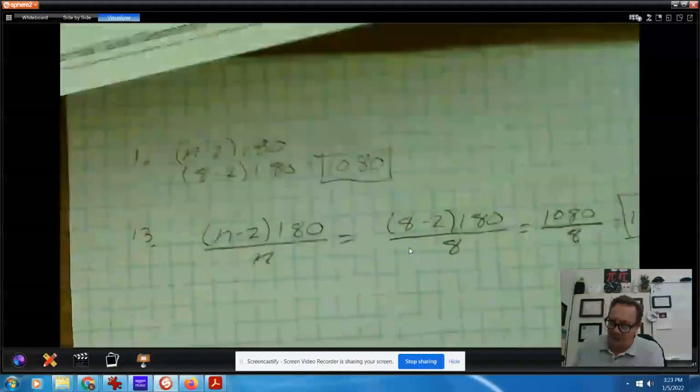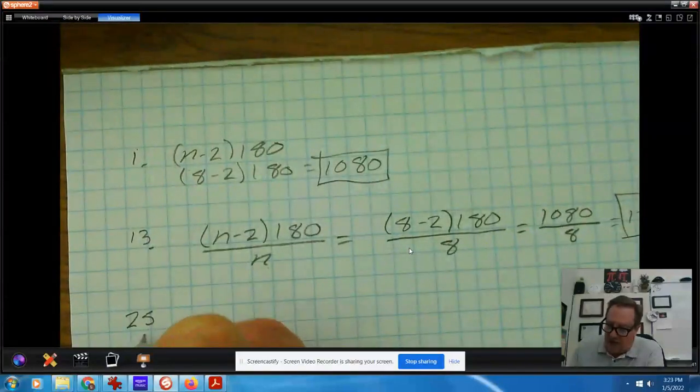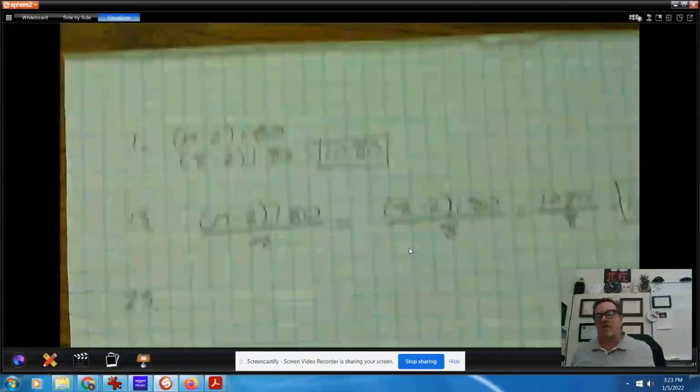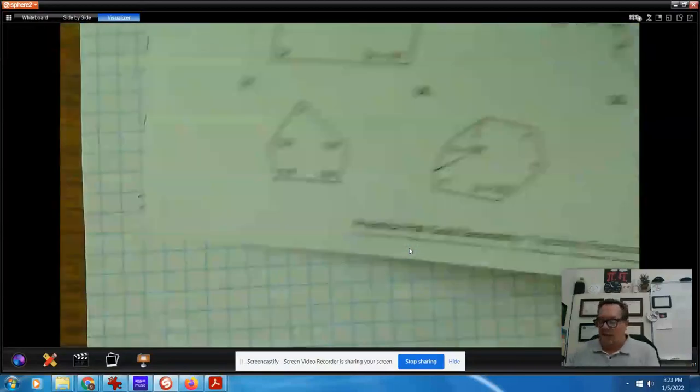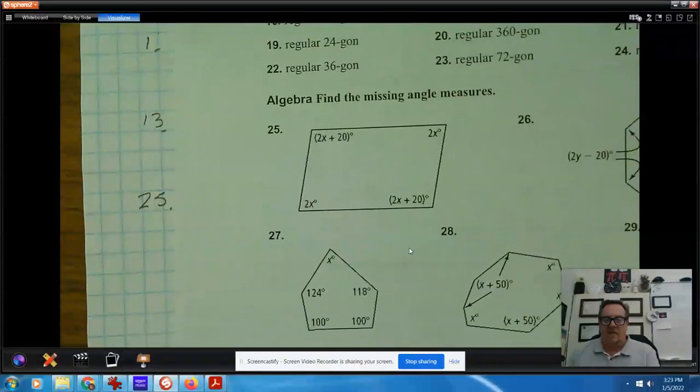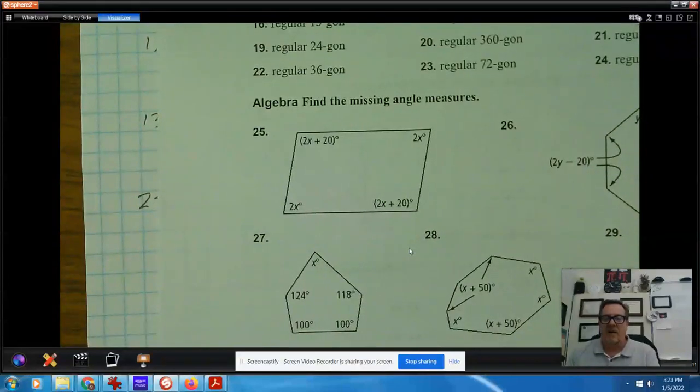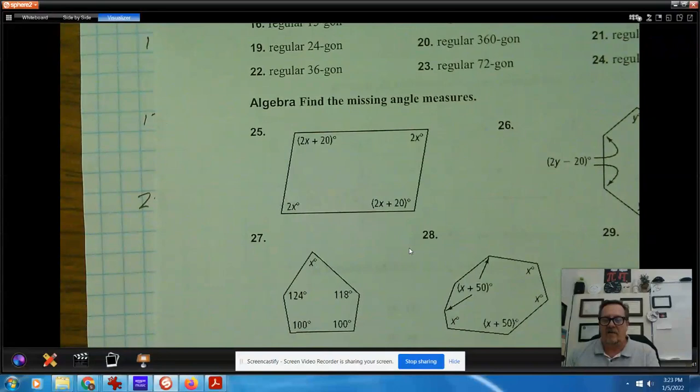Let's move on and do something else like number 25. Okay? Again, make sure you're writing out all of your work on a piece of paper so that you get credit. 25. How many sides does that figure have? It's got 4.